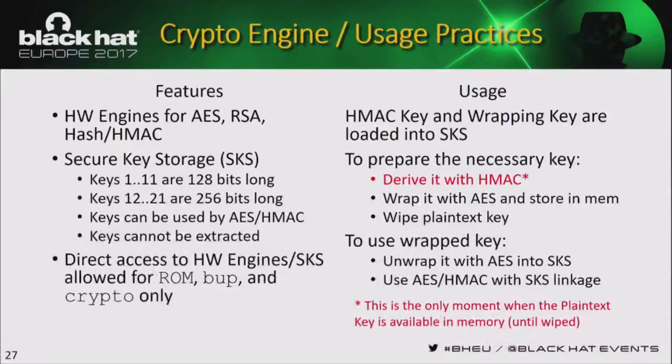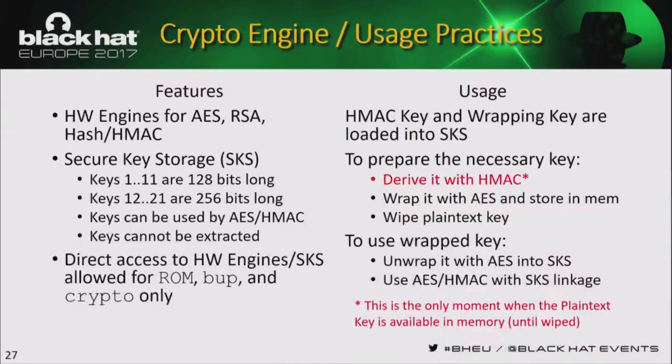Then that data is loaded to SKS as an HMAC key. Then the next key is derived and stored in memory for a short time. After that, it is wrapped with AES encryption and stored in memory. And the plaintext key is removed from memory. So at that point, there is no plaintext version of the key available even inside ME, only a wrapped version.